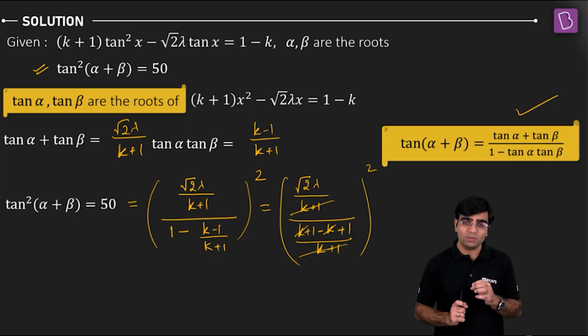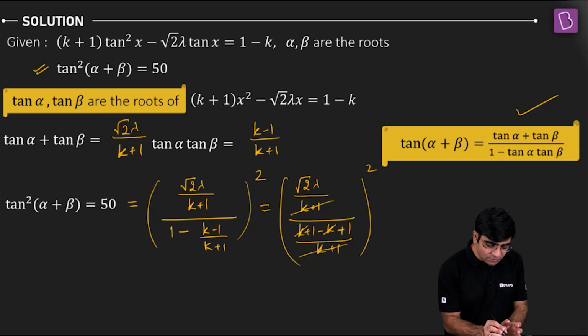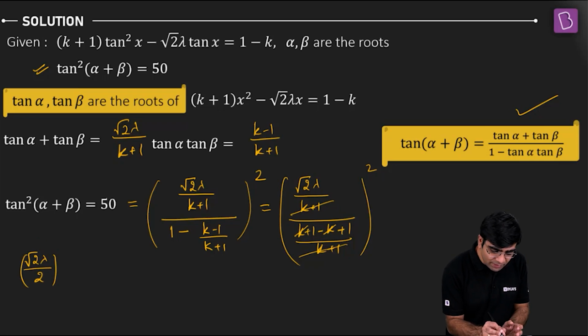What do I have here now? Right, what exactly am I left with? I'm simply left with the expression of root 2 lambda square divided by 2. Rather, in fact, I'll put it this way. We get this as root 2 lambda divided by 2, the whole square.